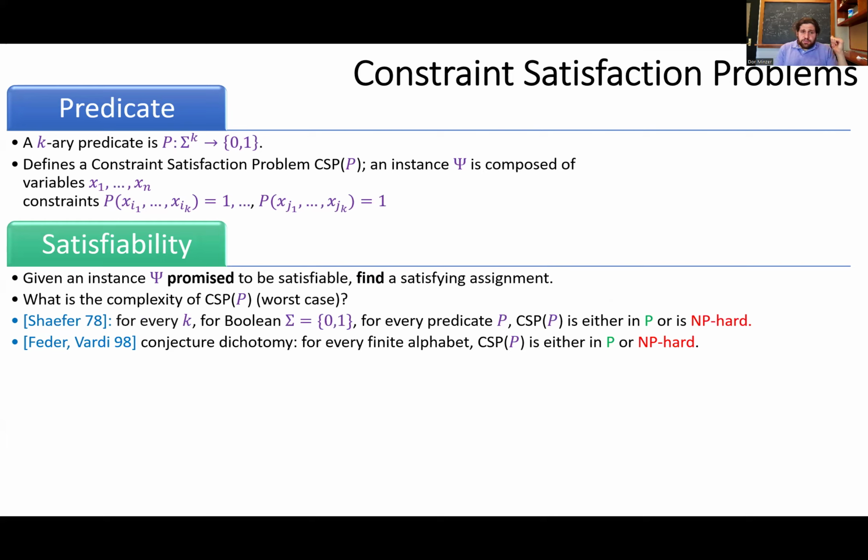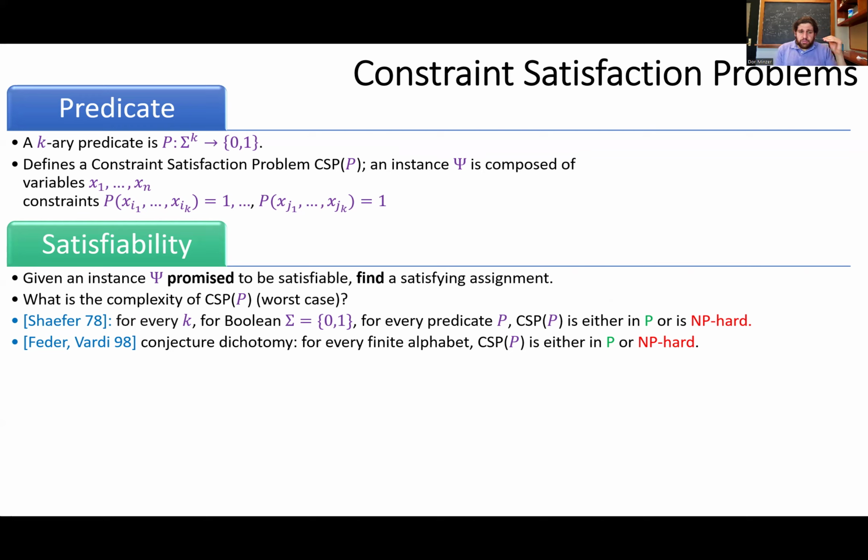Well, in '78, Schaefer proved in a very nice work that for every constant k, and once you take the alphabet sigma to be Boolean, namely 0 and 1, then it is true that for every predicate P that you choose, this CSP_P problem must either be in P or else it is NP-hard. Namely, there is no P which is giving you an intermediate problem. So we know that intermediate problems exist, but the main point of this theorem is that the satisfiability of CSPs cannot be something that weird. It's either in P or NP-hard.